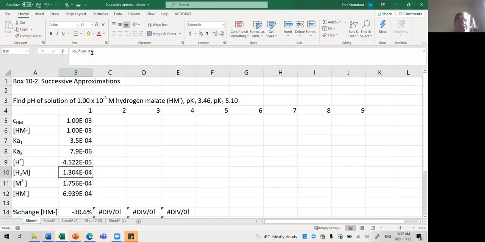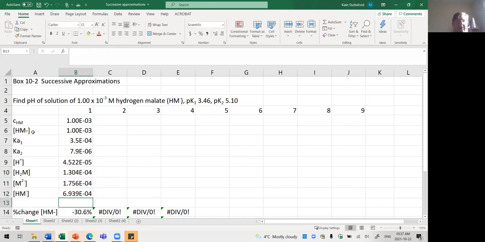So H2M, I'm calculating from our assumed concentration of the amphiprotic plus the Ka1 plus the H plus. And then the M2 minus is calculated from K2, again using H plus and the assumed concentration of HM minus. And this last one, what I'm doing is actually calculating the concentration of HM minus based on a mass balance. So what did we start with minus the concentrations of these two other conjugates?